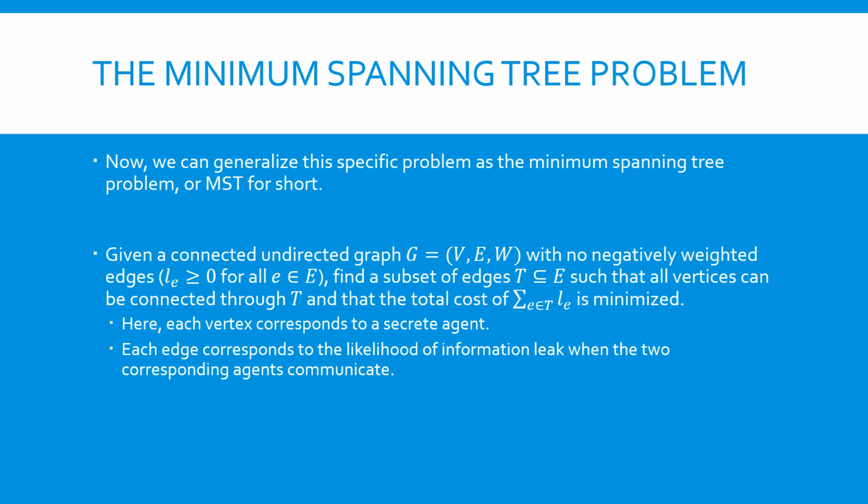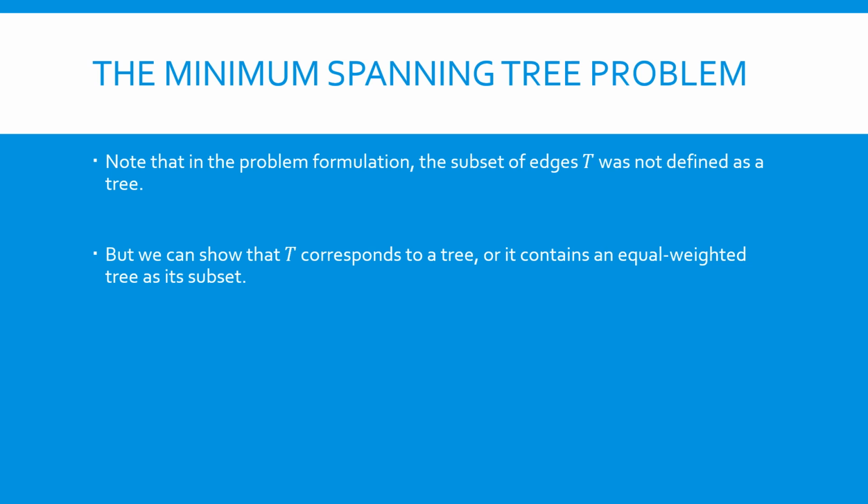Note that we do not allow negative edges because it does not make sense to have negative risk, where secret agents meet with each other to reduce the risk of being exposed. Despite the problem being defined as finding a subset of edges, it implies finding a tree. If T is the minimum subset of edges, it must form a tree. Otherwise, it would have the same weight as the minimum tree.